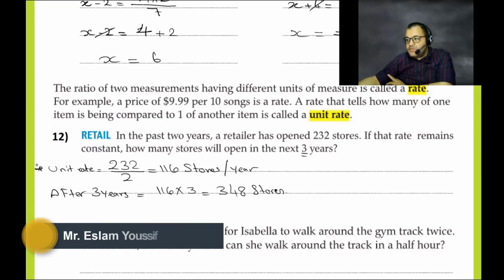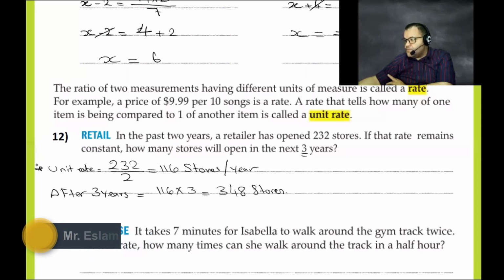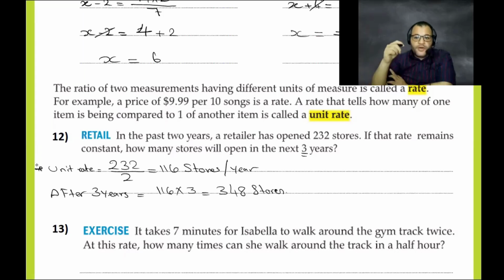Do you have any other answer? Muhammad Walid, what's your answer? I was thinking, he said 232 in 2 years, so if we divided and added to 232, we would find the same answer. That's one of the ways. That's right, you just need 1 year extra. You divide by 2 and add 1 year. But what if I say 5 years? You will take 2 years and add 1?